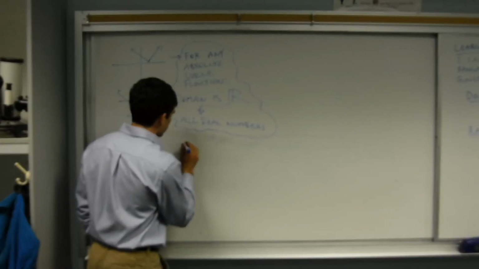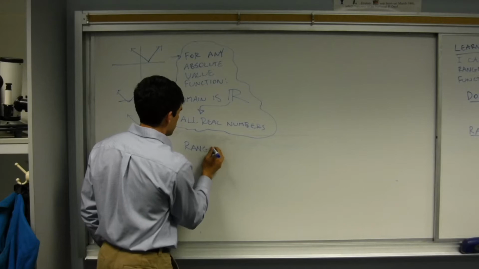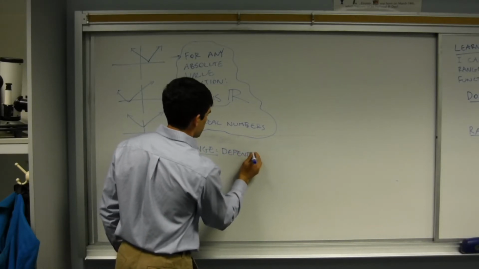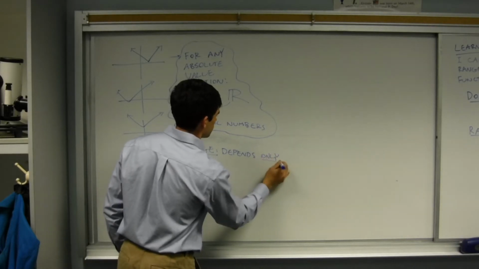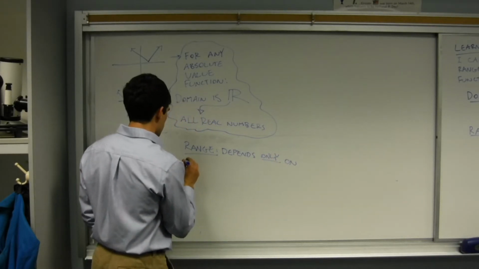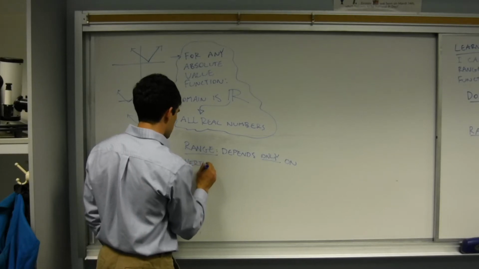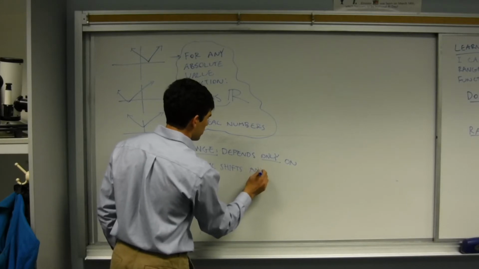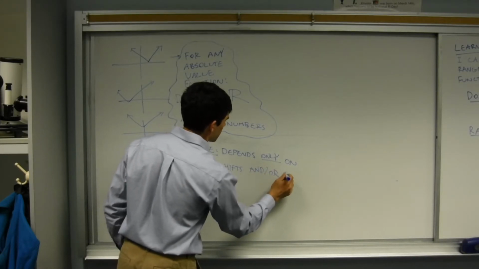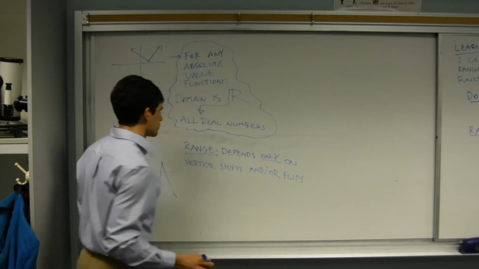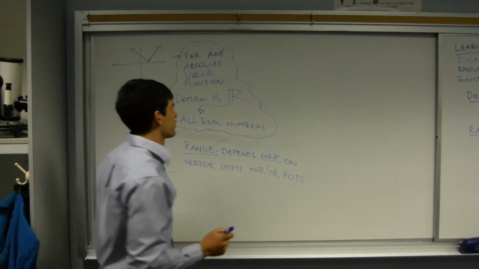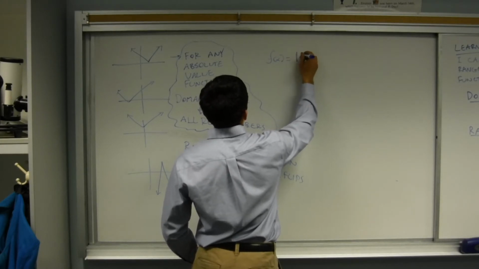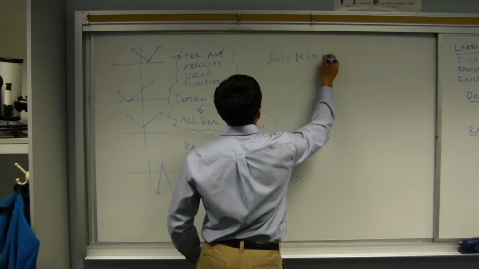So our range depends only on vertical shifts and/or flips. So a vertical shift. Let's look at f of x is equal to absolute value of x plus 6.